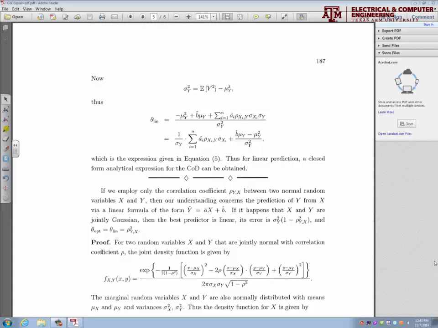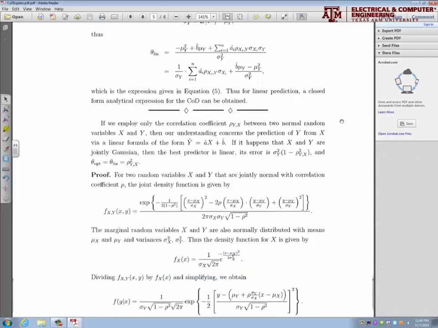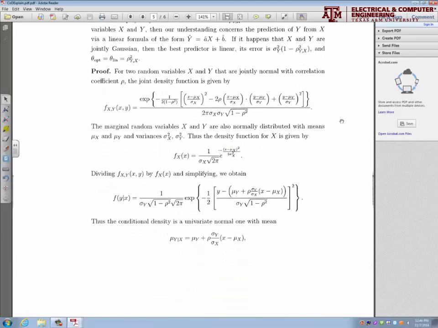Now, in this case, the marginal random variables x and y are also normally distributed, because if you integrate out over y, you get the marginal density for x. That is also normally distributed, and they have means mu x and mu y, and variances sigma square x and sigma square y. So the density function for x is given by the following expression. If you integrate this out over y, you get the density of a univariate normal.